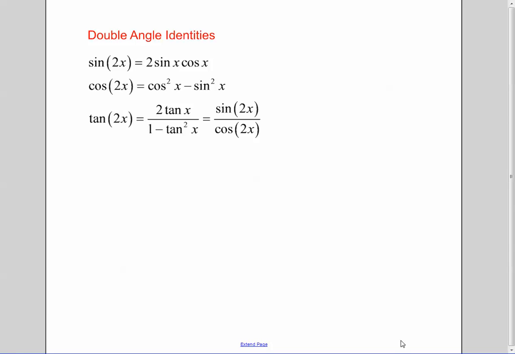So first things first, there are the double angle identities. One thing I want to mention, there are actually three versions of the double angle of cosine. I only put one up there, but there are two more, which I'm not going to get into right now. I guess real quick I could say that cosine squared can be rewritten using a Pythagorean identity, and sine squared can be rewritten using a Pythagorean identity, so that's why there's three different versions. Okay, so let's take a look at this example problem.